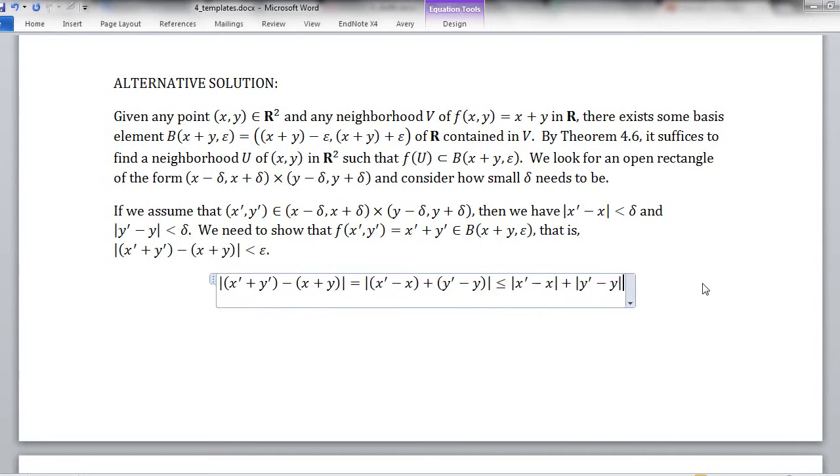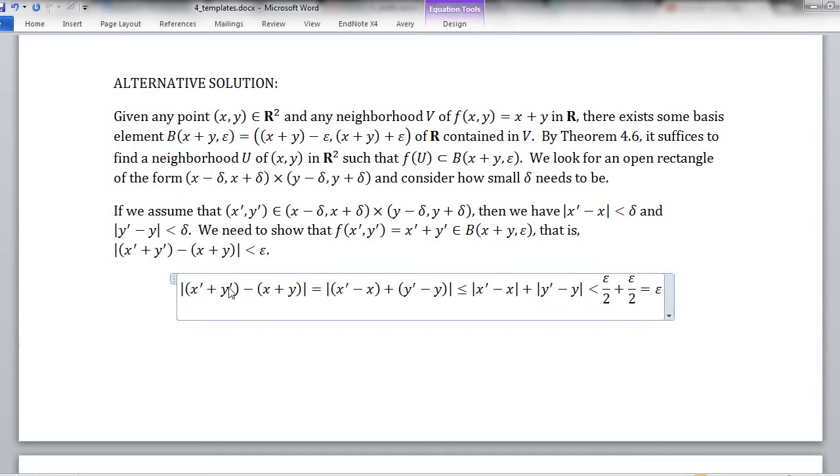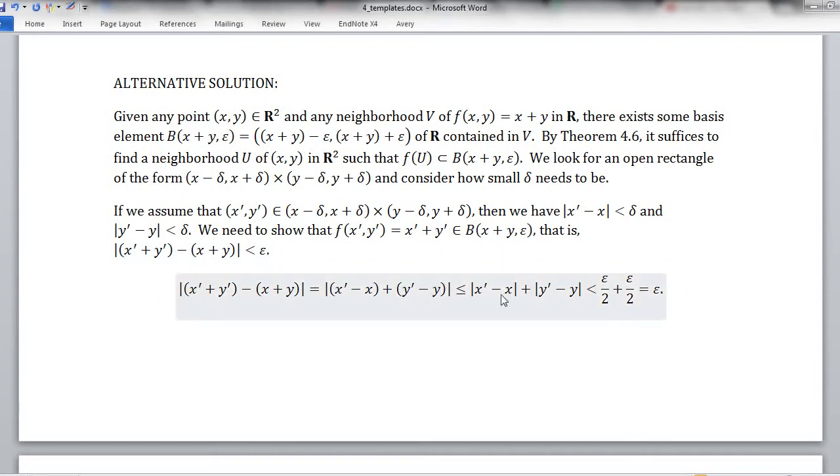Okay, and so, well, I need that to be less than epsilon, so it would be great if I somehow knew that the first one is less than epsilon over 2, and so is the second one, so that's just epsilon, and we have what we need, right? This expression back here is less than epsilon. Okay. But how can I guarantee that this inequality holds? Well, I just need to have |x' minus x| less than epsilon over 2, right? But I'm allowed to assume that it's less than delta. So I should probably know what delta should be.